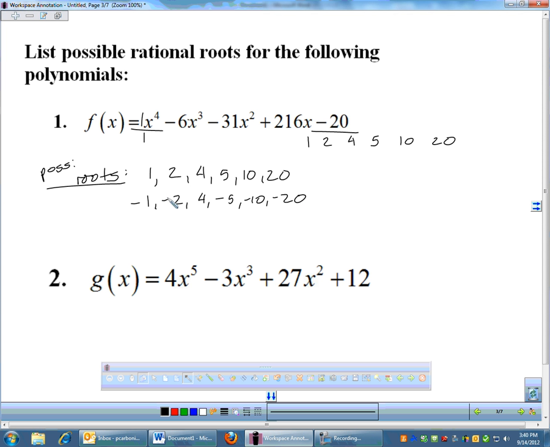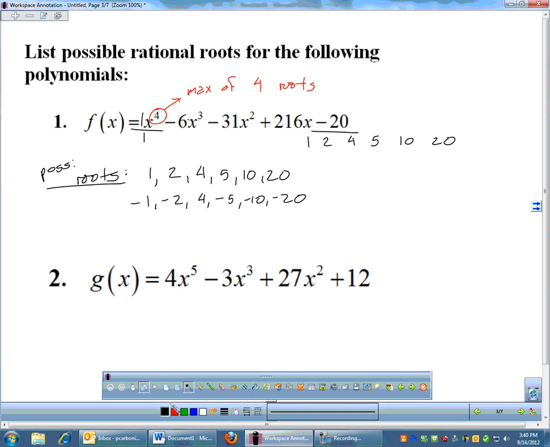Now, all of these are not roots. If you remember, we talked earlier this week that the degree tells you the most number of roots. So there's a maximum of 4 roots. So of these 12 that we listed, only 4 of them at most could work, and maybe not even that many. Sometimes we'll have irrational roots or imaginary roots. This is only for rational roots. So those are the possibilities, and that's all I wanted to do with number 1 is list them.